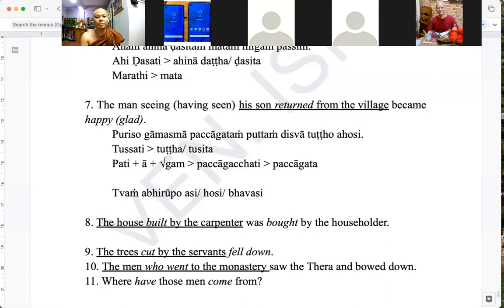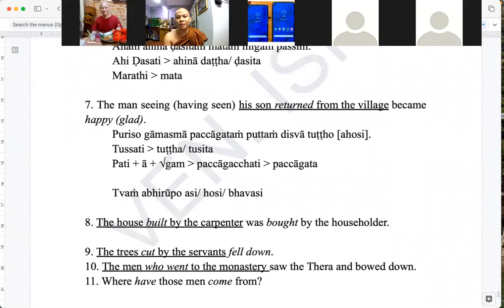Bante, how about number 7 without ahosi? Does the sentence make any sense? Of course, we can omit. That hosi also we can omit, no problem. The verb to be is occasionally omitted in Pali. Okay, thank you, Bante.